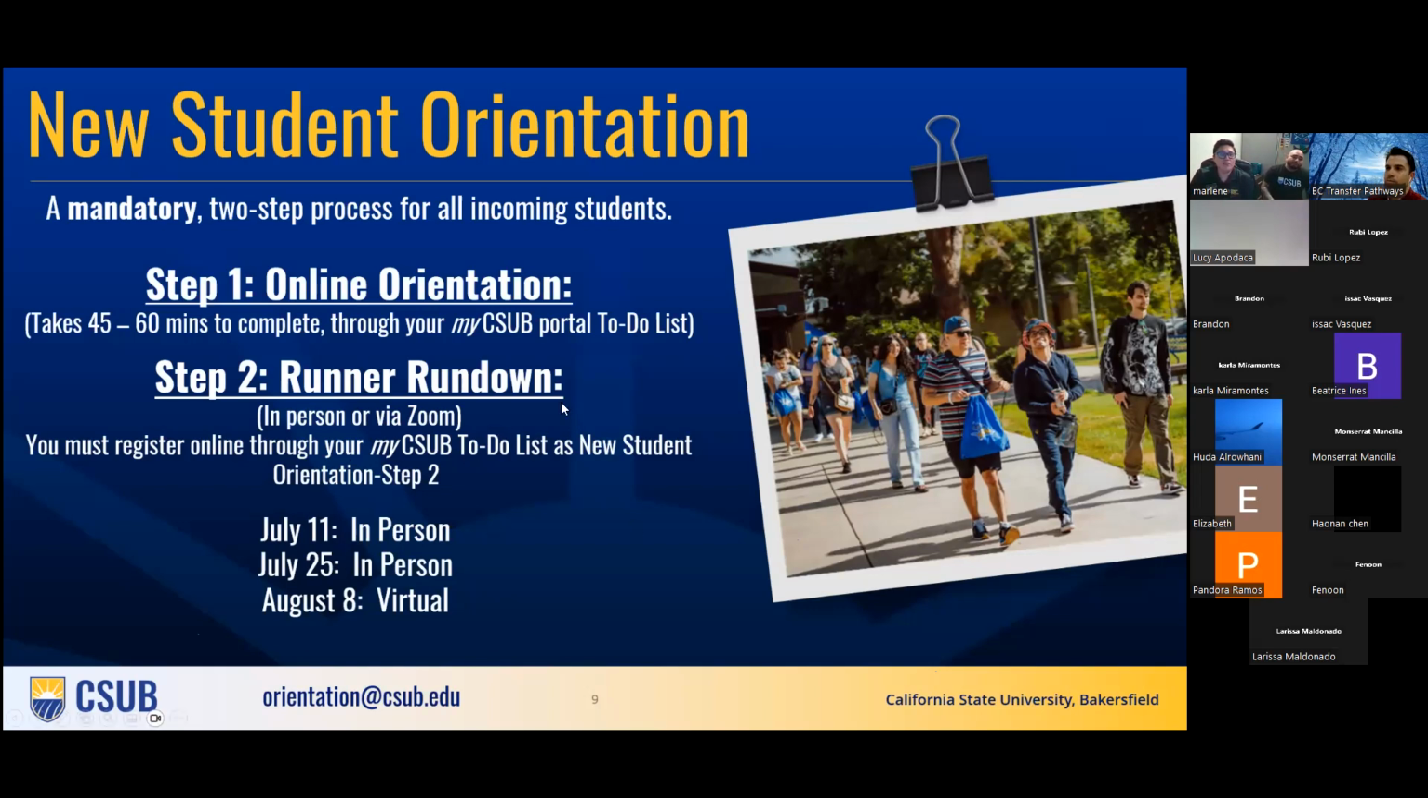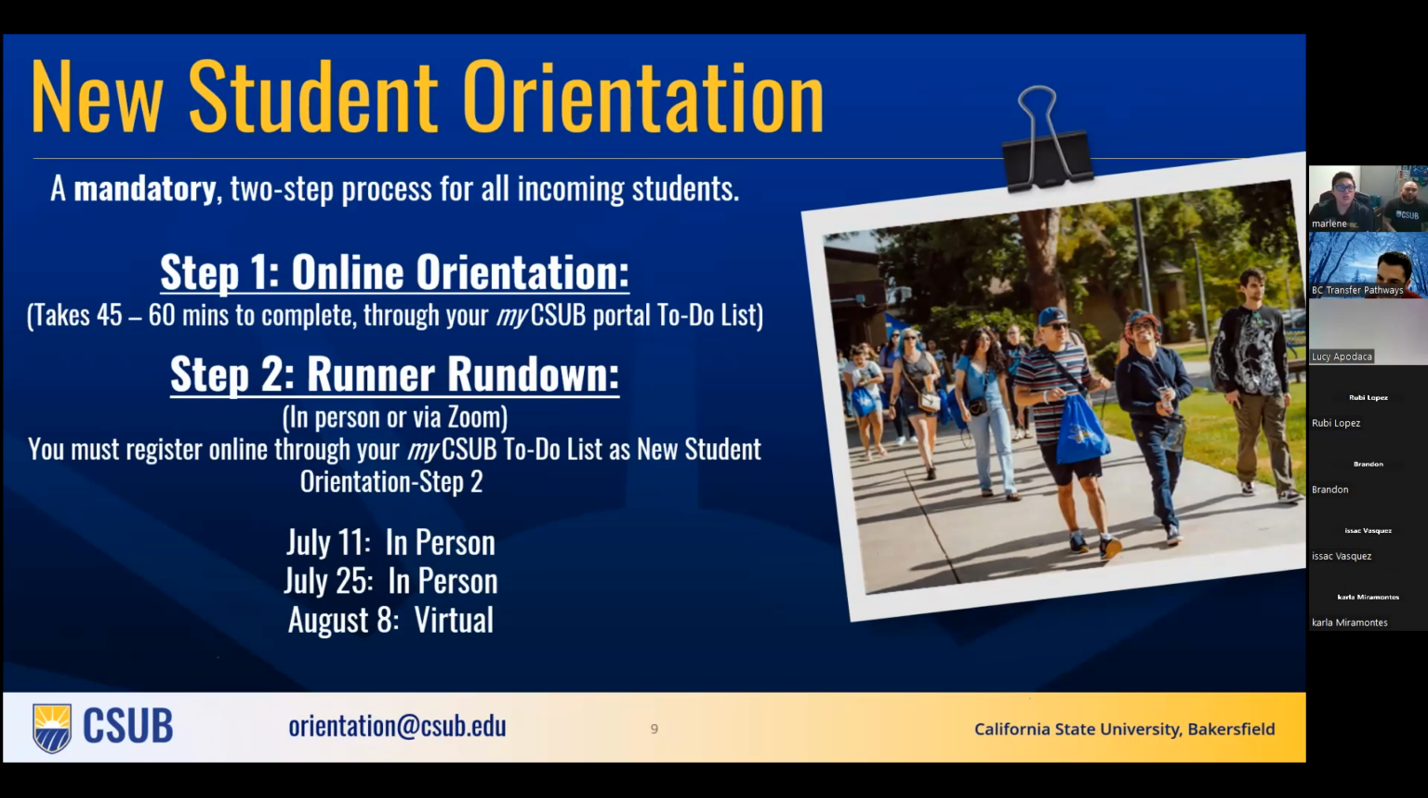Yes, we definitely want you guys here with us though, if you can, and you can bring your family, parents, guardian, cousins, friends, whoever you want to bring with you. This is to celebrate you. We put this on for you guys. So we want you to experience CSUB with us. It's an exciting day. We try to make it as exciting as we can. So please, if you can, July 11th and July 25th are in person.